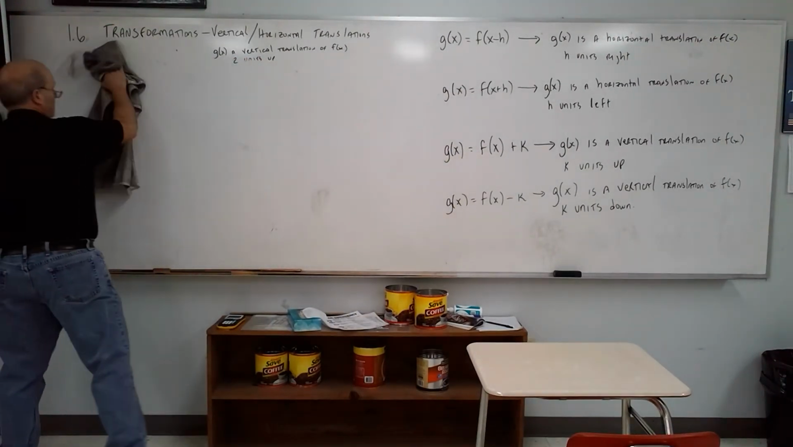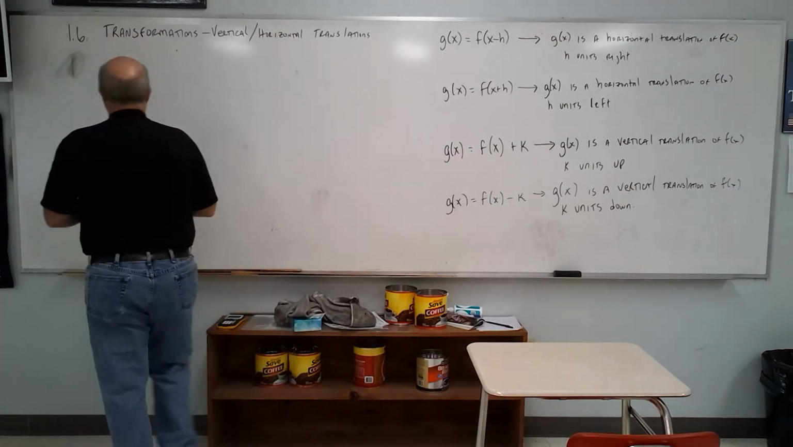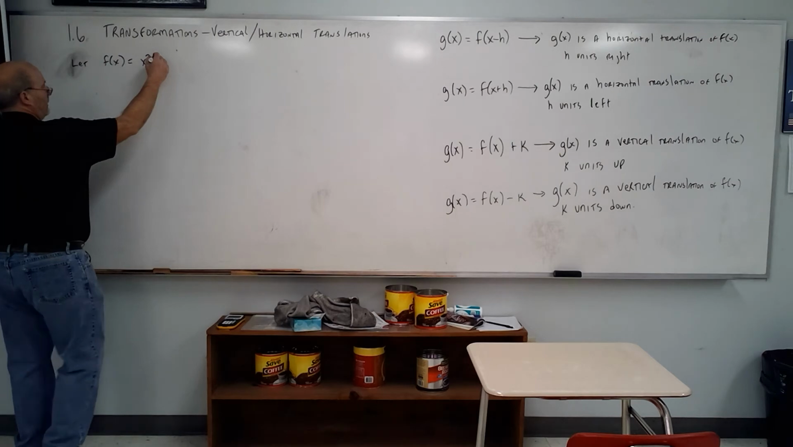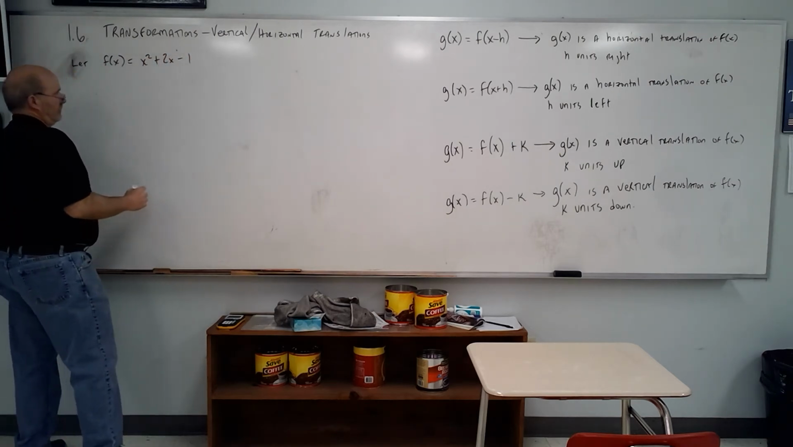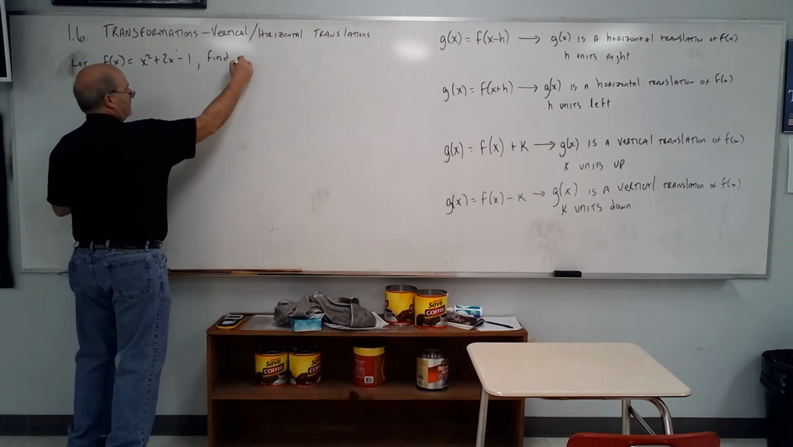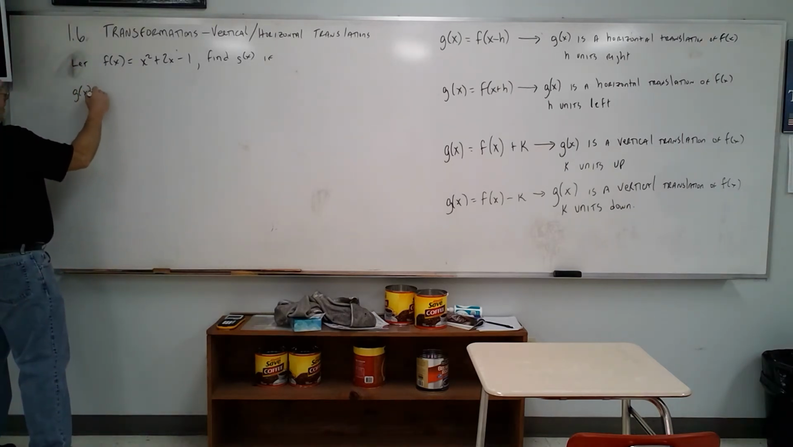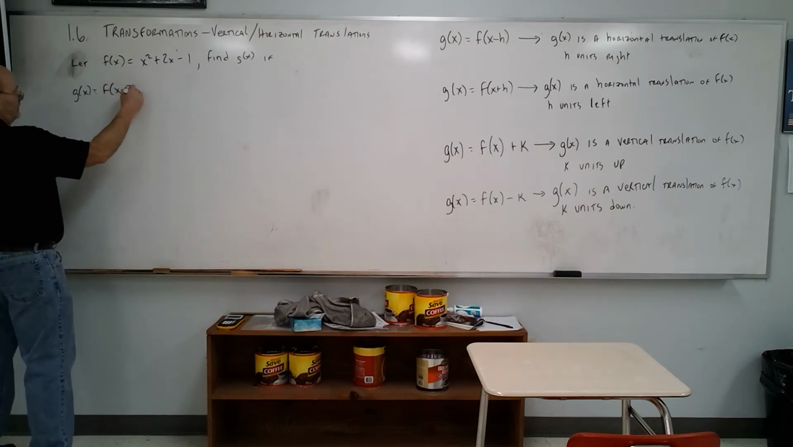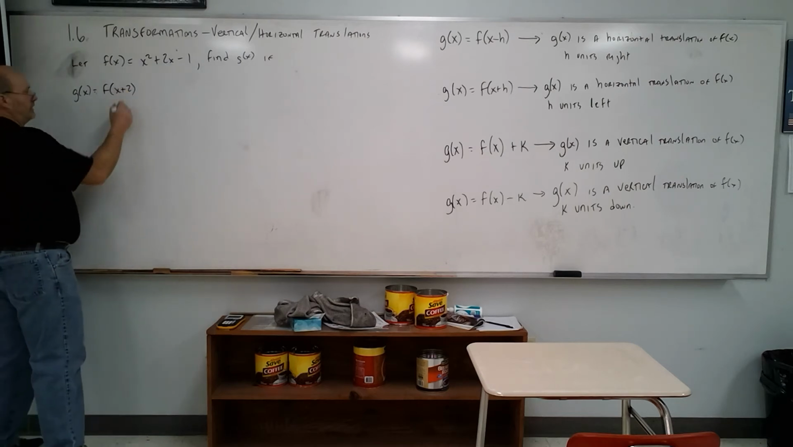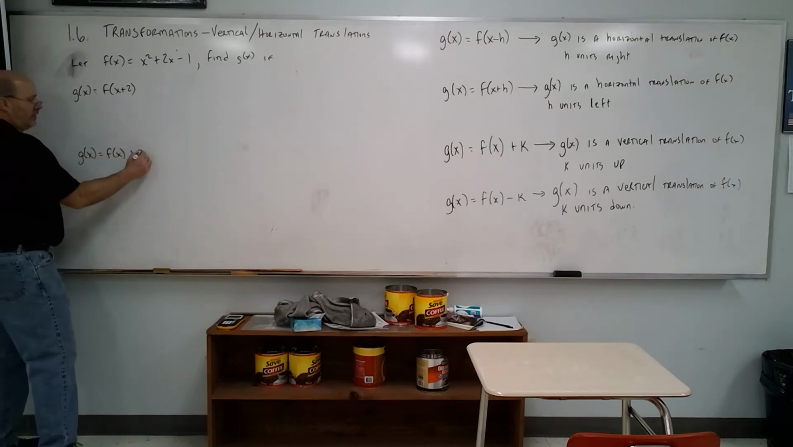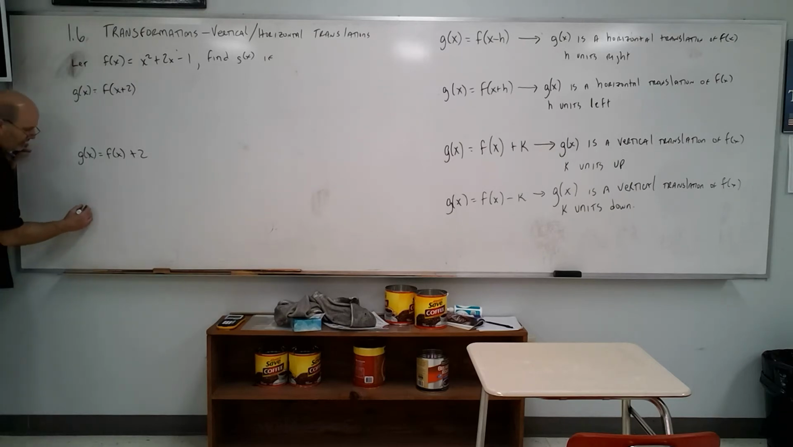So let's put these into play with a couple of examples. Let f of x equal x squared plus 2x minus 1, the function we did a minute ago. I'm going to tell you to find g of x if g of x equals f of x plus 2, and I'm going to tell you to find g of x if g of x equals f of x minus 2.